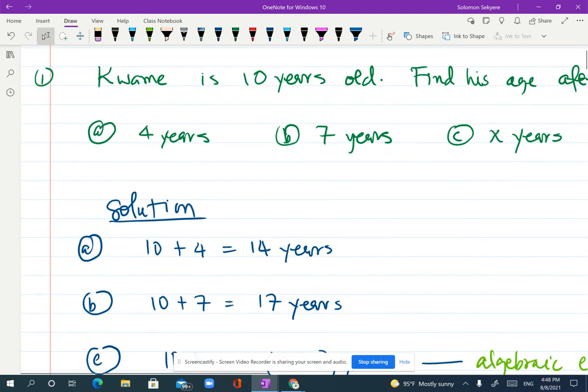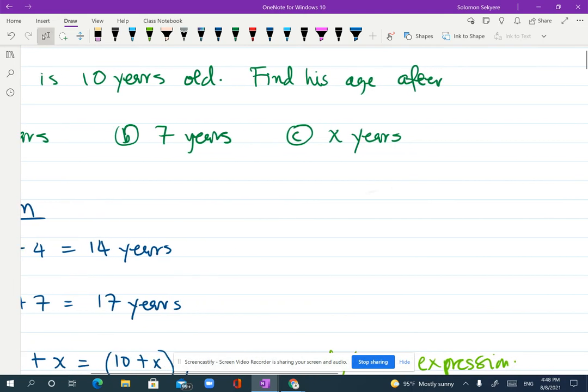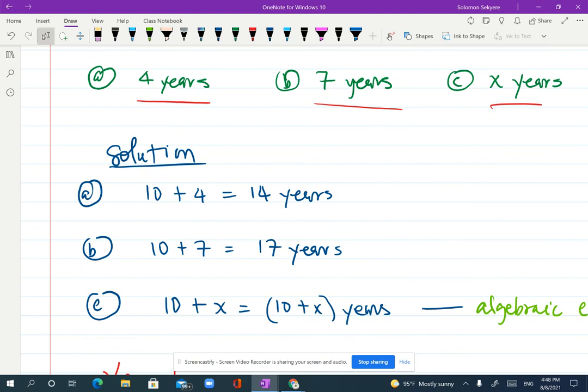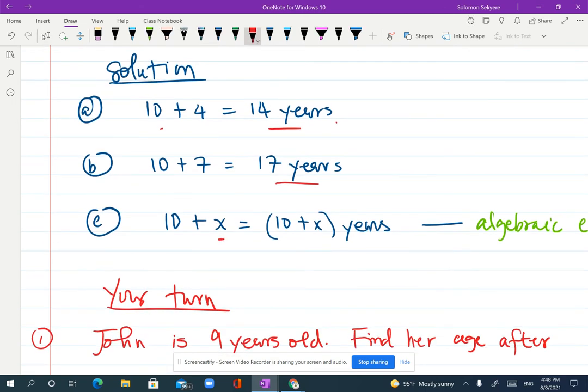Okay, so the first question is: Kwame is 10 years old. Find his age after 4 years, 7 years, and X years. After 4 years will be 10 plus 4. After 7 years will be 10 plus 7, 17. And after X years, it will be 10 plus X years. 10 plus, we don't know what that X is.